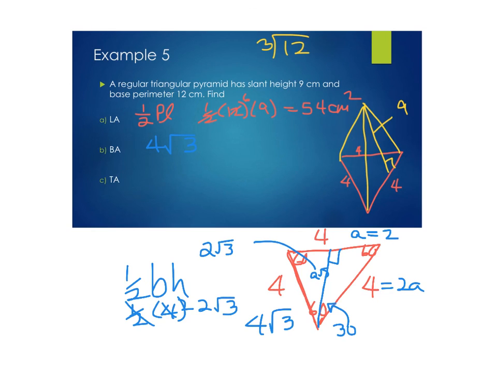And then to find total area or surface area, it's the area of the base plus the lateral area. Because I've calculated each one separately, I can say that my base area is 4 square root 3 plus my lateral area, which was 54. Because the 54 doesn't have a radical, that's my answer, in centimeters squared.